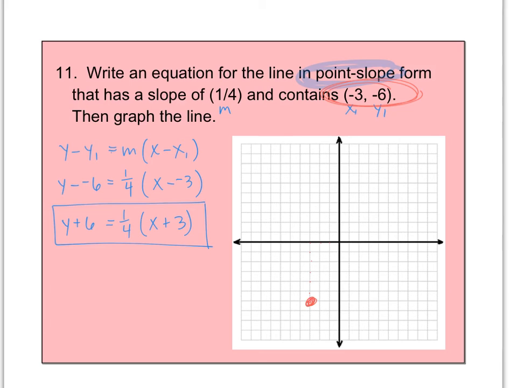So right here. It has to contain that point, but it also has to have a slope of 1/4. So from that point, I'm going to go up 1 and over 4. And I'm going to put a dot. And that is what the equation should look like if it's graphed.